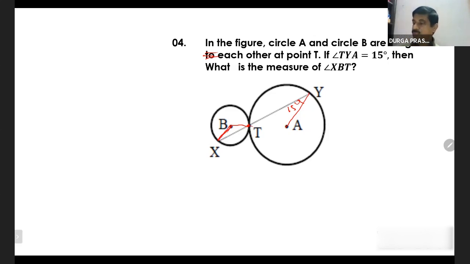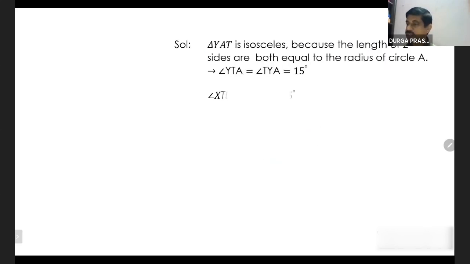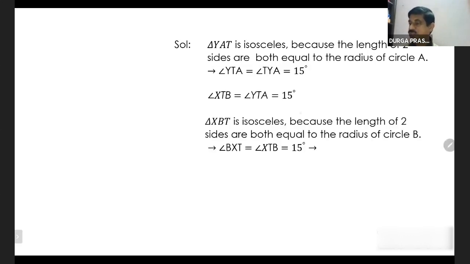Okay. This is asking XBT. This is the angle we should find. Now look at this. So he's giving the options as 155, 150, 139, 140. So now look at this. If this is 15 degrees, what is angle BXT? That should also be 15. So that's what we are seeing here. So that is isosceles triangle, both the base angles are 15 degrees.